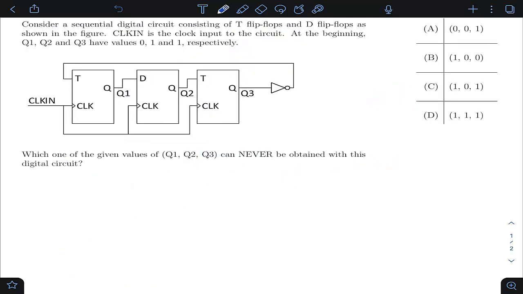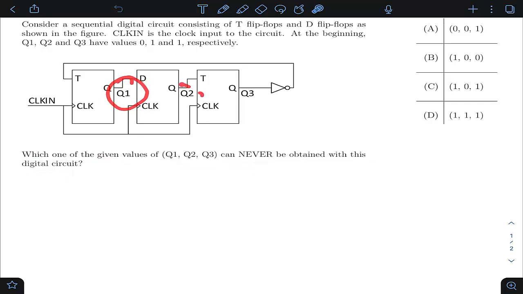The answer is 110. This question is asked in GATE 23 of Computer Science. This is from digital subjects and from the sequential circuit topic. The question is: consider a sequential digital circuit consisting of T flip-flops and D flip-flops as shown in the figure. Clock in is the clock input to the circuit. At the beginning, Q1, Q2 and Q3 have values 0, 1, 1 respectively. Which one of the values Q1, Q2, Q3 can never be obtained with these digital circuits?